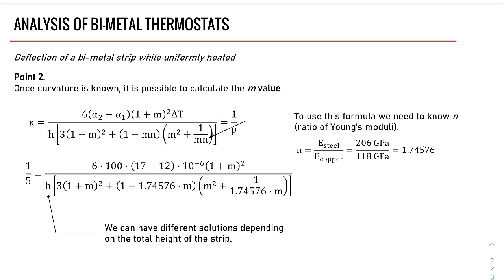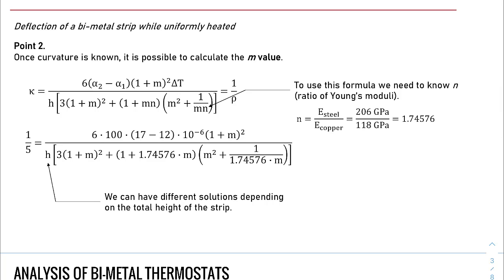That, recall, is the ratio of the two heights. To solve this equation, we need another piece of data, that is n, the ratio of the two Young moduli. It was not given at the beginning, so I wrote it here. For steel and copper, the ratio is 1.74 and something.